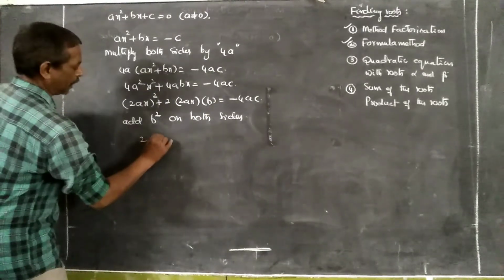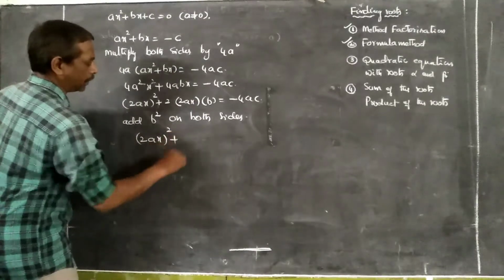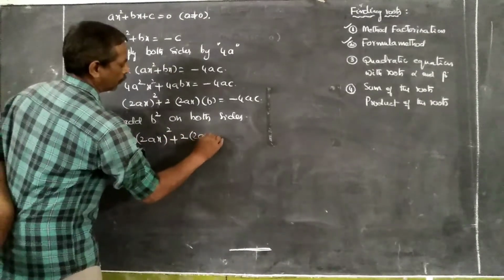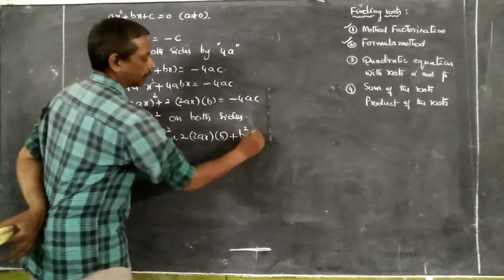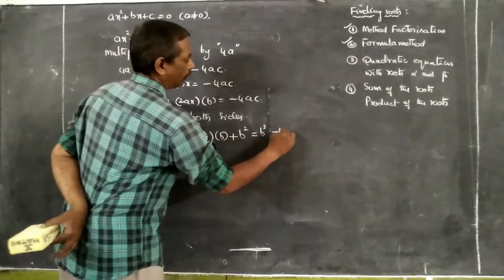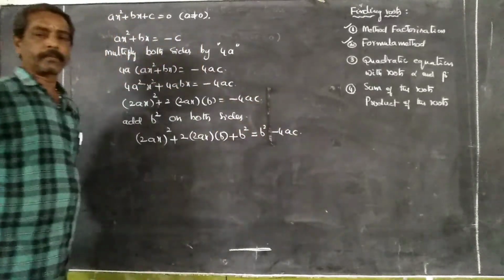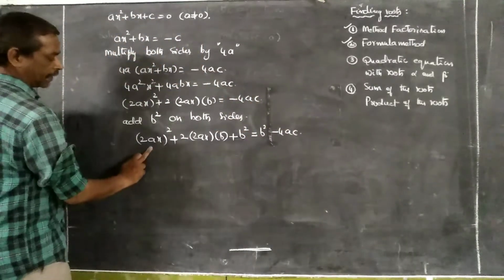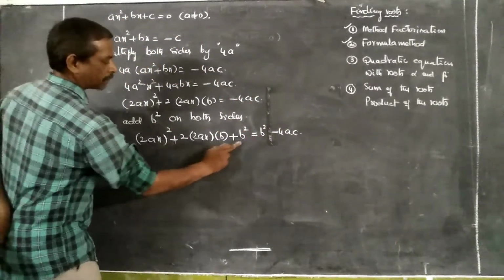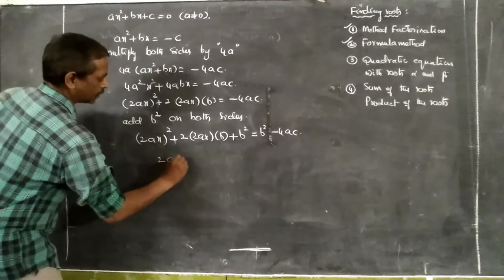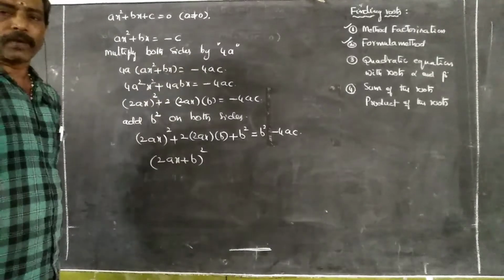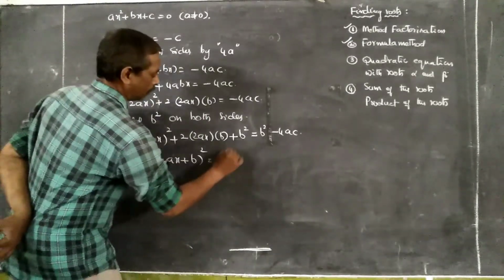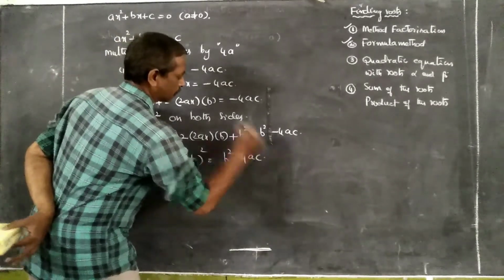So 2ax whole square plus 2 into 2ax into b. Now add b square on the LHS, b square on the RHS. See, now observe a square plus 2ab plus b square, so exactly this is a plus b whole square. 2ax plus b whole square is equal to b square minus 4ac.